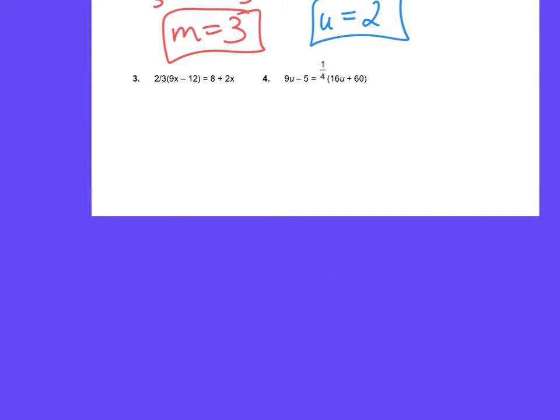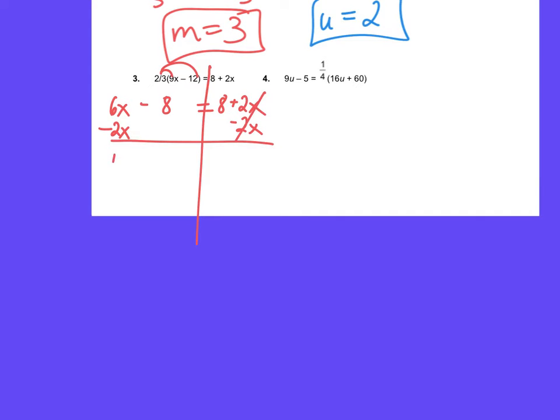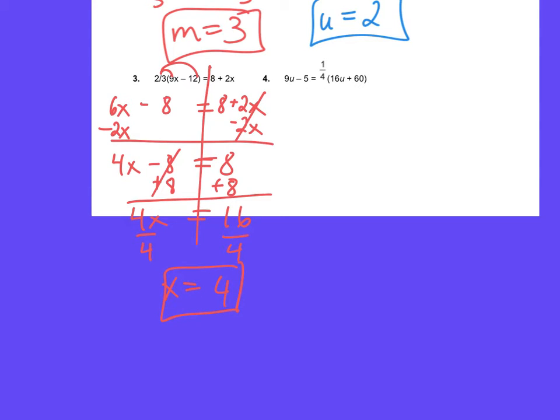3 keys on this one. Distribution is first. 2/3 times 9x is 6x. 2/3 times negative 12 is negative 8. Equals 8 plus 2x. No fractions on this one. We got lucky again. Get it down to one variable. 2 is smaller than 6. 4x minus 8 equals 8. Addition or subtraction, we're inside that house now. We know we've got to add. 4x equals 16. Can't simplify that, but we know our next step is to divide. And our answer is x equals 4.